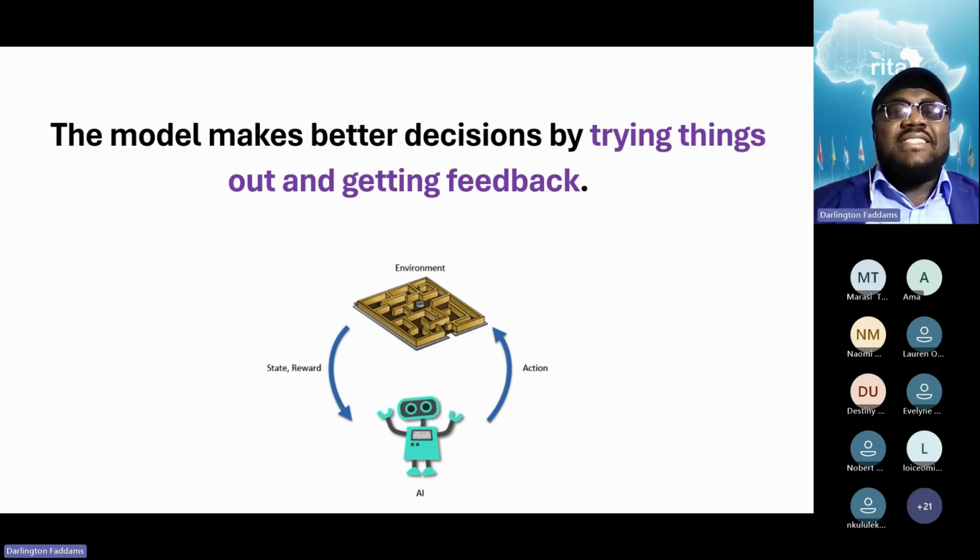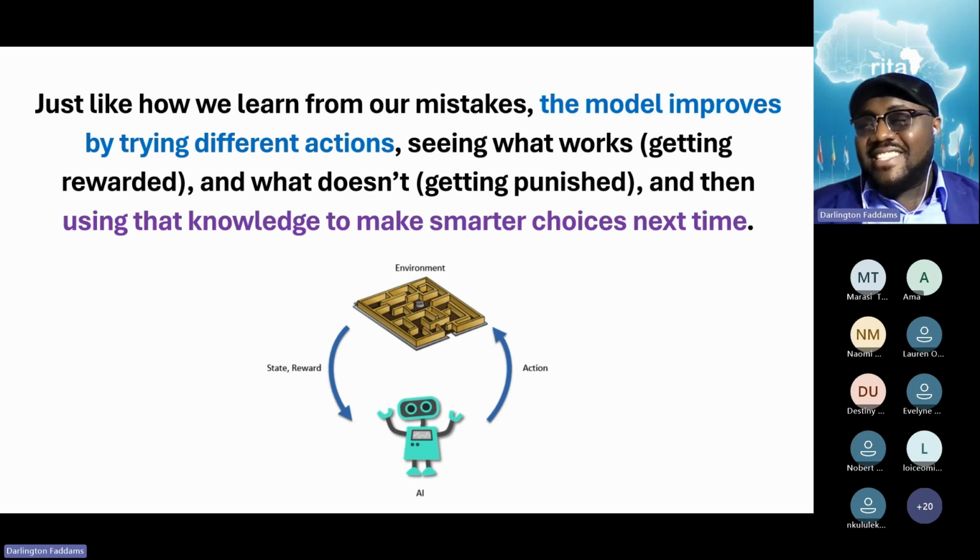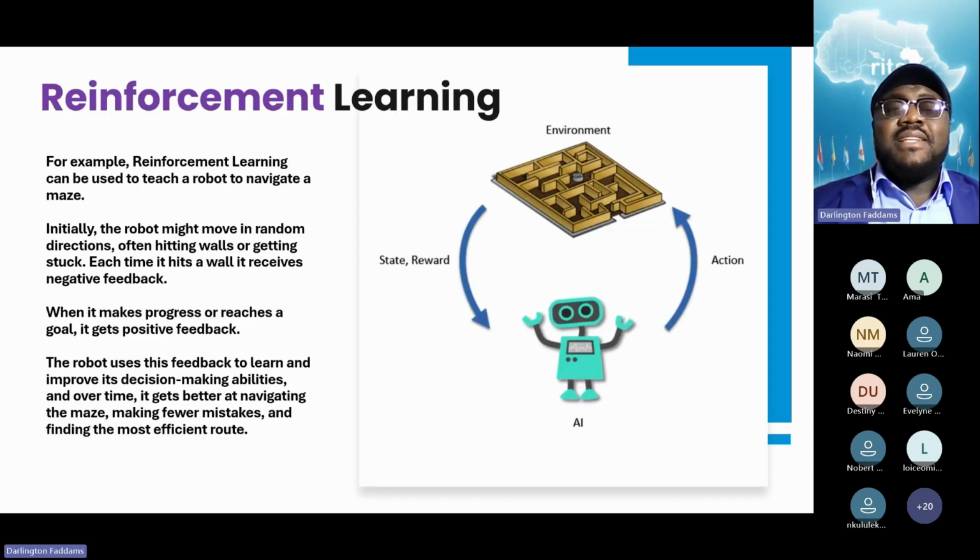So the model becomes better by trying out things and getting feedback. Just like how we learn from our mistakes, the model improves by trying different actions, seeing what works through rewards and what doesn't work through punishment, and then using that knowledge to make smarter choices next time. All right. Let's try some examples.